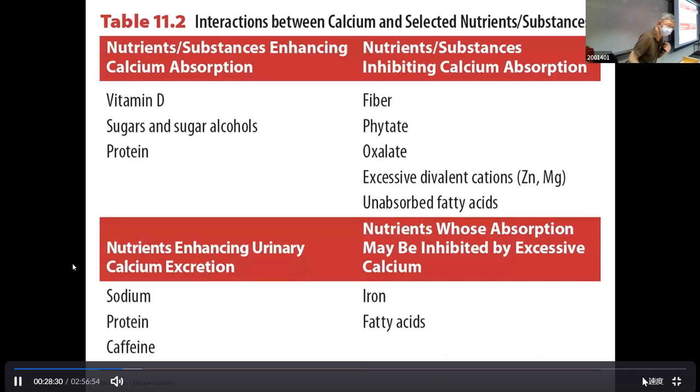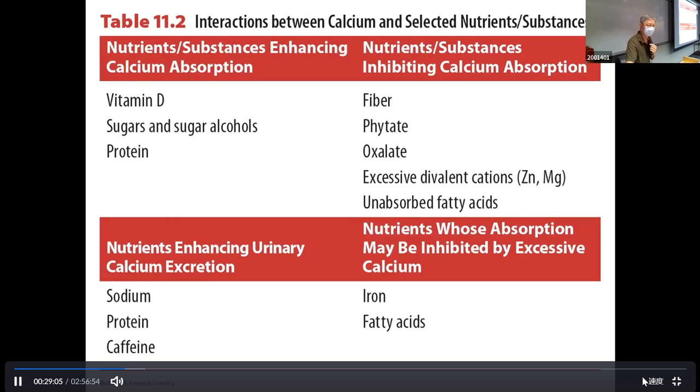So this is just a summary of interactions. Nutrients that enhance calcium absorption, of course, vitamin D is what we're going to talk about. And then nutrients that will increase calcium excretion, which is also important because it's in and out. So we want to make sure that we have adequate intake, but also if in your diet there are factors that will increase calcium excretion, that also may play a role.